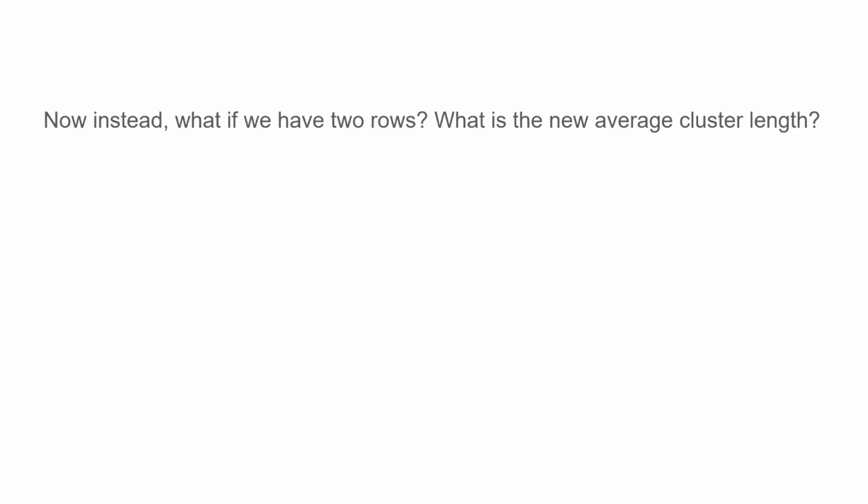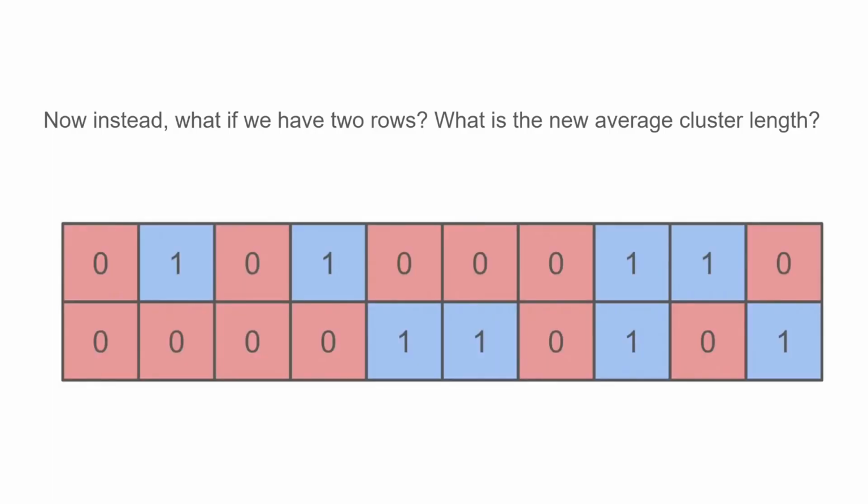Okay, so instead, let's suppose that we have 2 rows instead of 1 row. What's the new average cluster length? We have something like this where we have red and blue being painted in 2 different rows, but the clusters can cross rows. So for example, in this bottom left, we've got a cluster of 6, a couple of 1s up top, a 2, a 4. So those are the cluster lengths.